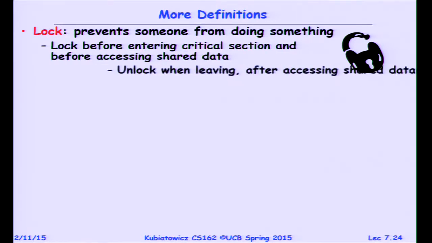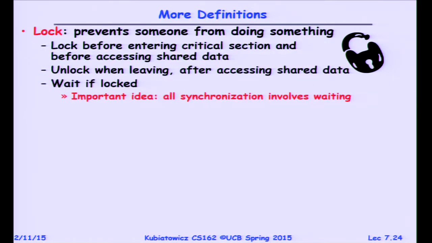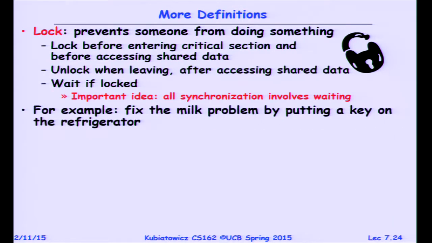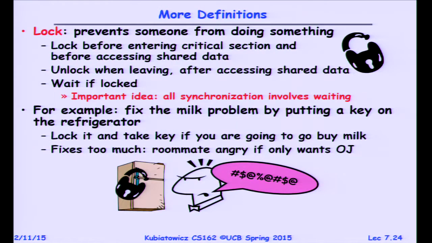So a lock prevents somebody from doing something. So you lock before entering a critical section and before accessing shared data. You unlock when leaving. Okay, so this seems pretty simple. And you wait if locked. So the important idea I mentioned earlier, which we're going to say again, is all synchronization involves waiting. Okay, the way you synchronize is you make somebody wait to avoid confusion. Everybody with me on that? Simple. Now, for example, let's fix the milk problem by putting a key on the refrigerator. Lock it, take the key if you're going to buy the milk. Okay? And unfortunately, this fixes a bit too much because the roommate really only wanted orange juice.